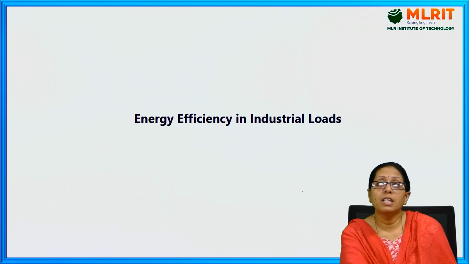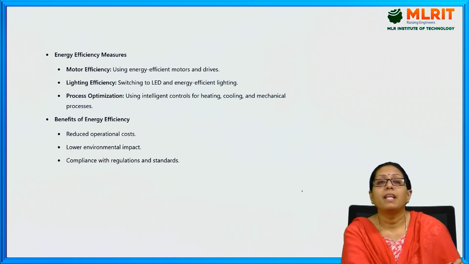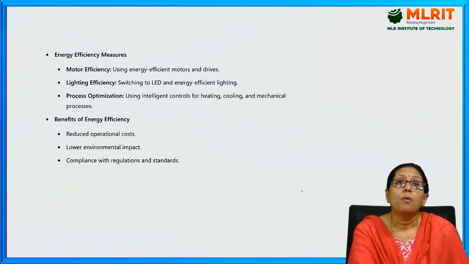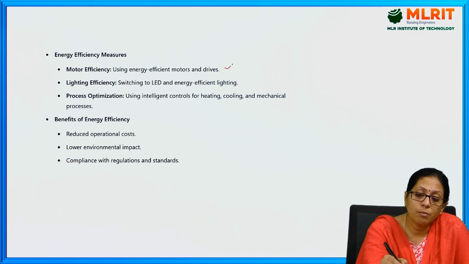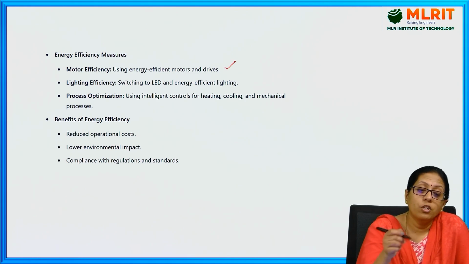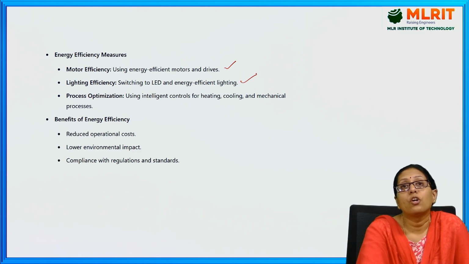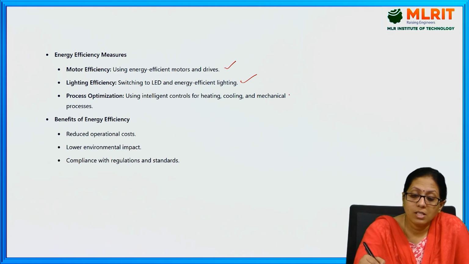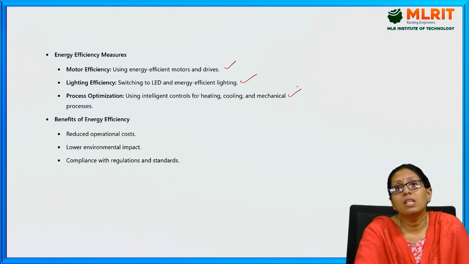Energy efficiency in industrial loads. Energy efficiency measures like motor efficiency, lighting efficiency and process optimization. We should use energy efficient motors and drives, and we should switch to LED instead of incandescent lamps in order to improve energy efficient lighting. Process optimization means using intelligent controls for heating, cooling as well as mechanical processes.